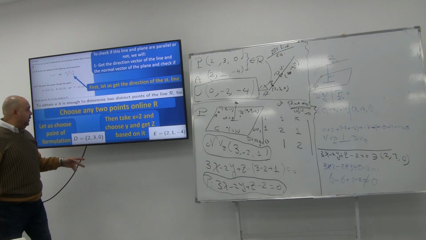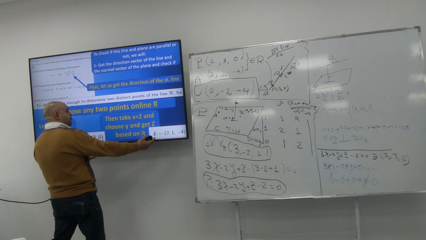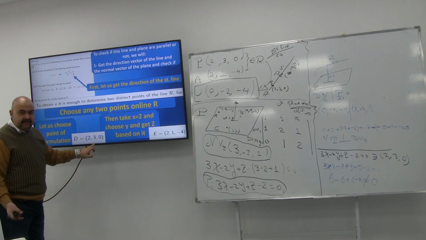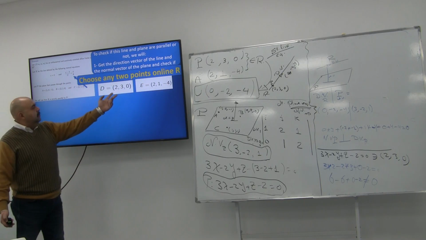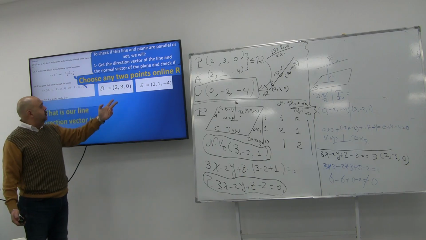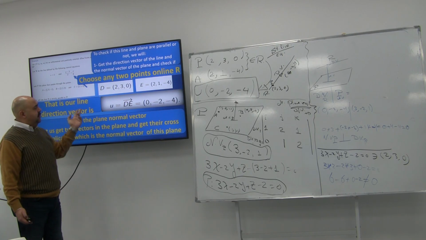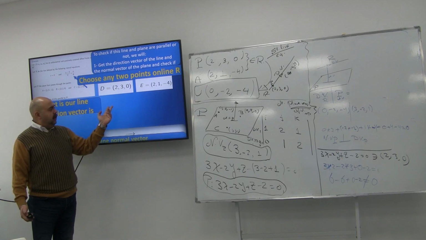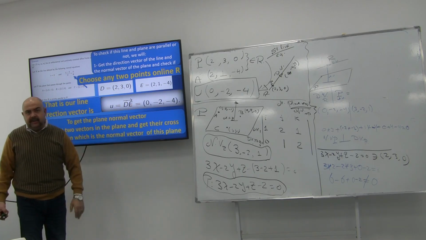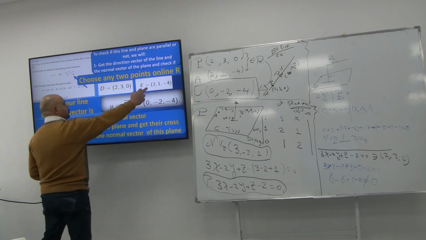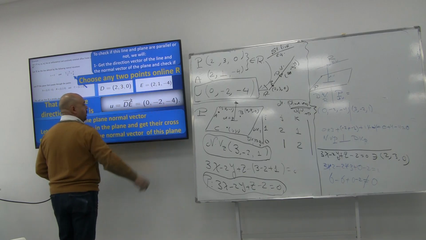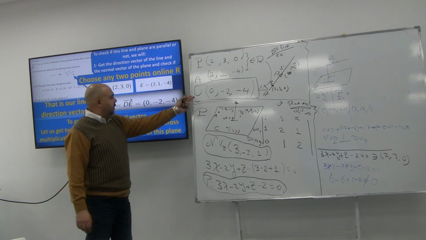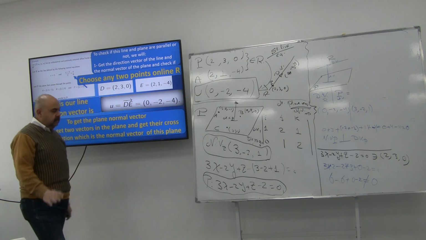I have 2 points. The difference between them will give me the vector that I need. So now getting the difference between these 2 points, I will have the direction vector of this straight line. See, 2 minus 2 equals 0, 1 minus 3 is negative 2, negative 4 minus 0 is going to be negative 4, exactly as we did.